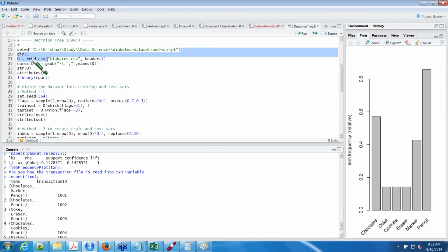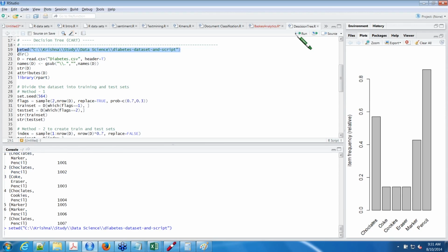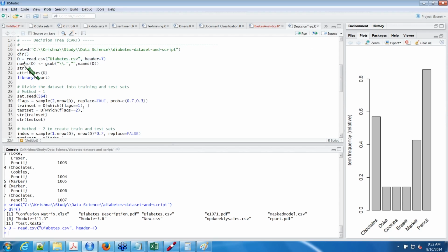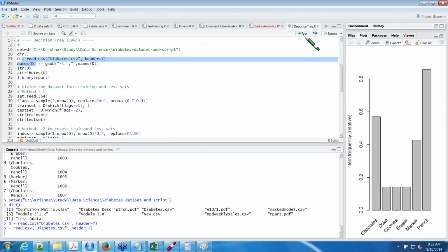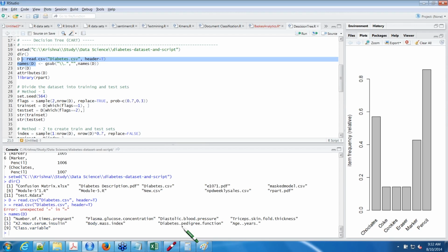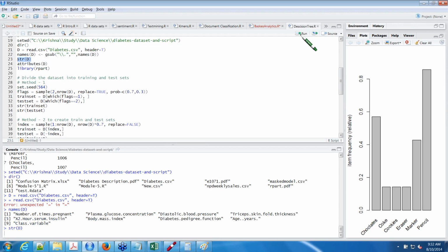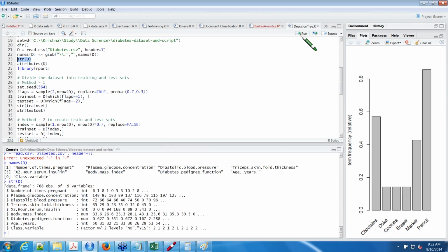Now I'm going to set the working directory. This is to get the directories and see what files are available. Now I'm going to read the file. If you want to replace the name of a column, you can do it. The names function finds the list of column names present in that particular file. And str will give you the list of columns present.